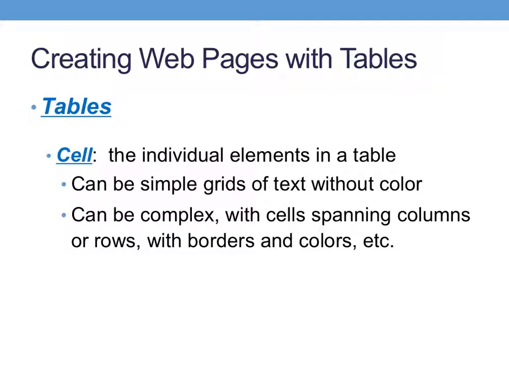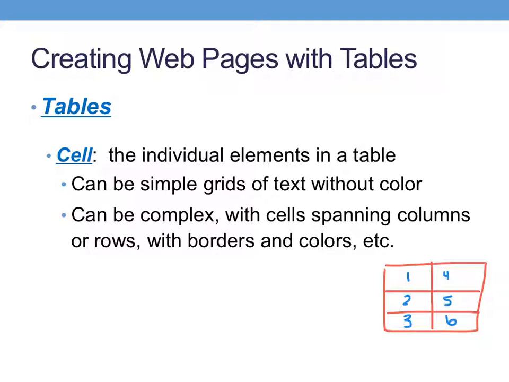Now a cell in a table is simply an individual element in the table. So for example, if I were to create a really basic table over here, this table would contain 6 cells. So 1, 2, 3, 4, 5, 6 cells. So that's just each individual area within a table.